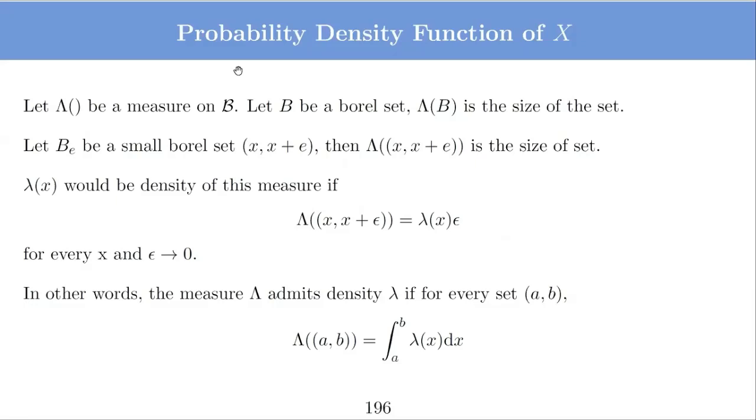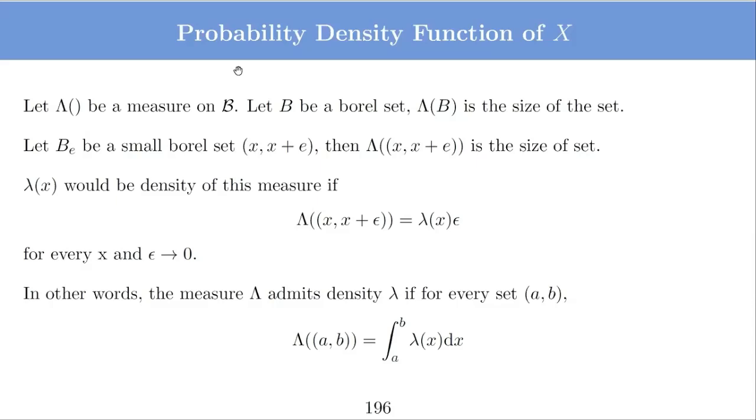So this should be equal to lambda x into epsilon, and this is true for every x, and epsilon should be very small. And in any case, if you take a bigger set like from a to b, then of course you have to add the measure of all those sets, because you can add these disjoint sets' mass together. So once you add it, you get the total size of the complete set. So the size of (a, b) would be equal to the sum of the sizes of these small sets. And in the continuous case, it will become the integration of lambda x dx from a to b. So this is the definition of density.